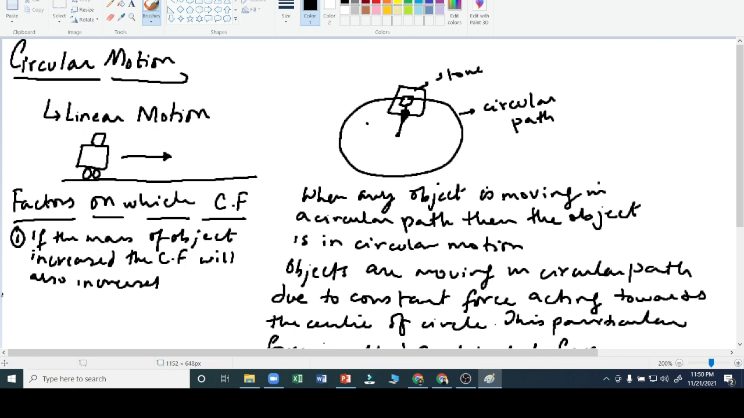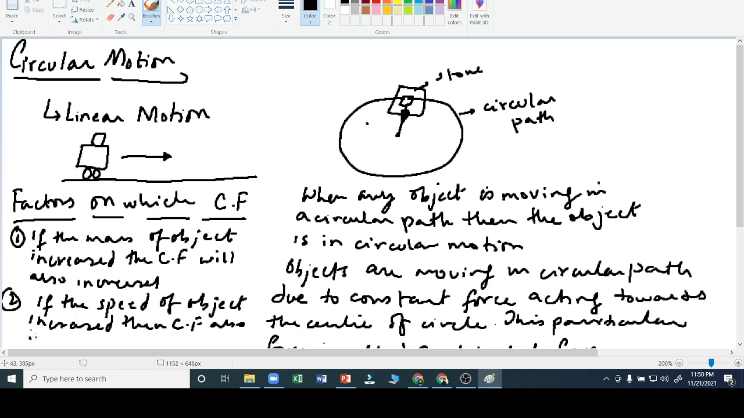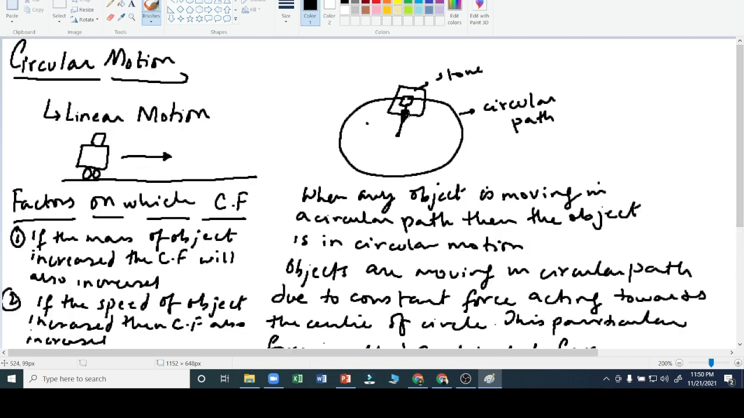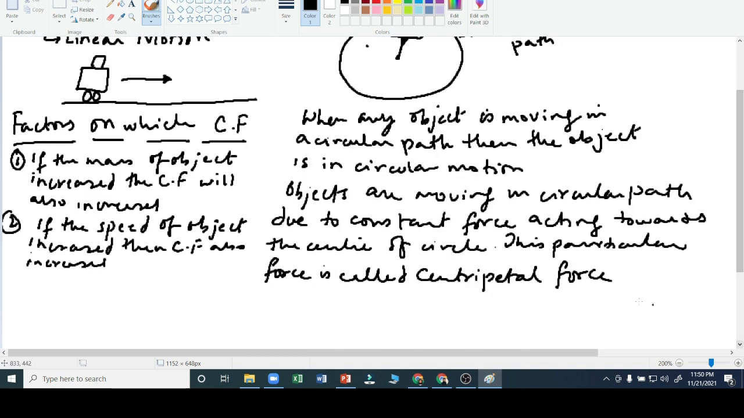The second is, if the speed of the object increases, then the centripetal force also increases. This is again very obvious because the object's speed increases when the centripetal force increases. So greater force means greater speed.